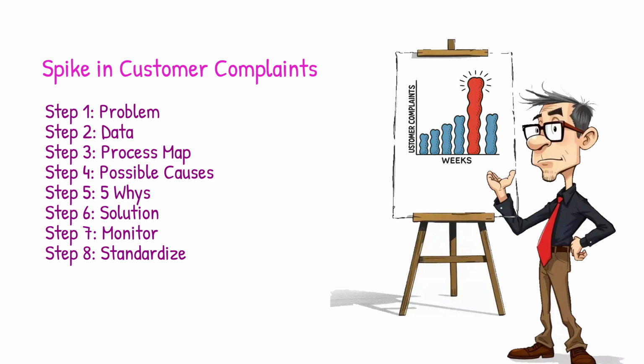Step 5. 5 whys reveal the main issue. The order picking system crashes due to outdated software. Step 6. Solution. Upgrade and maintain software, plus staff training. Step 7. Monitor. Delivery times return to normal. Step 8. Standardize. IT maintenance schedule is implemented.